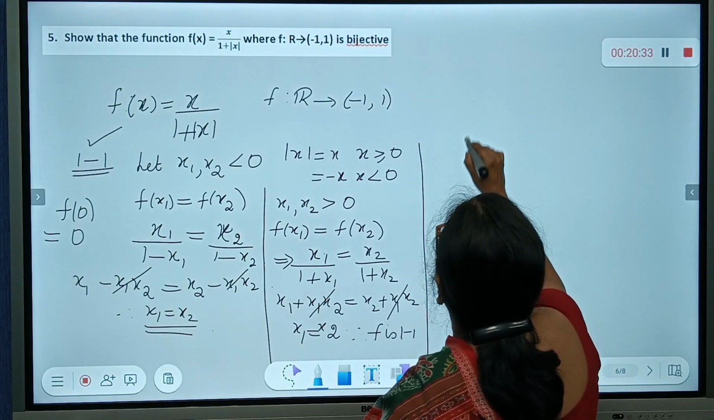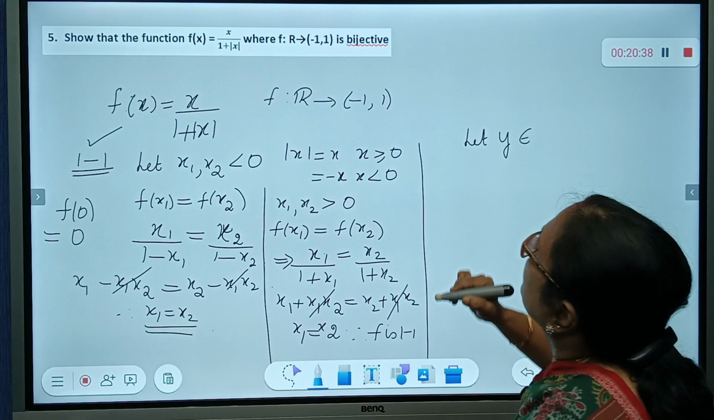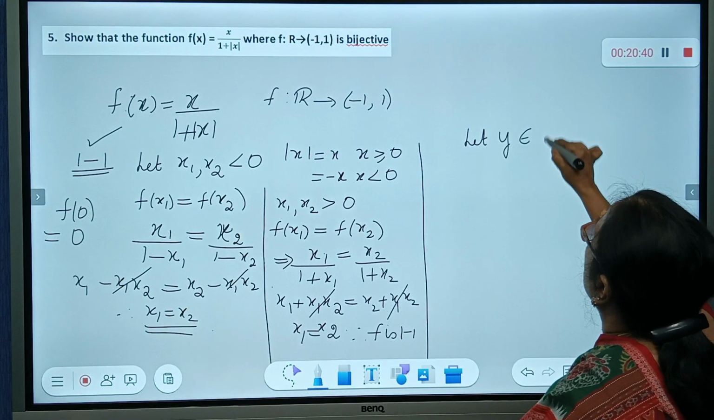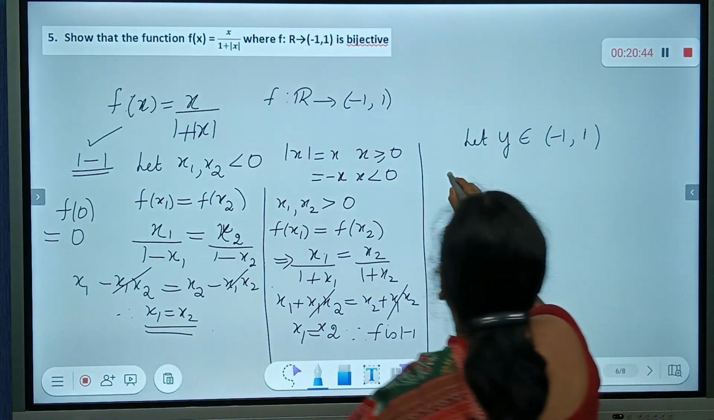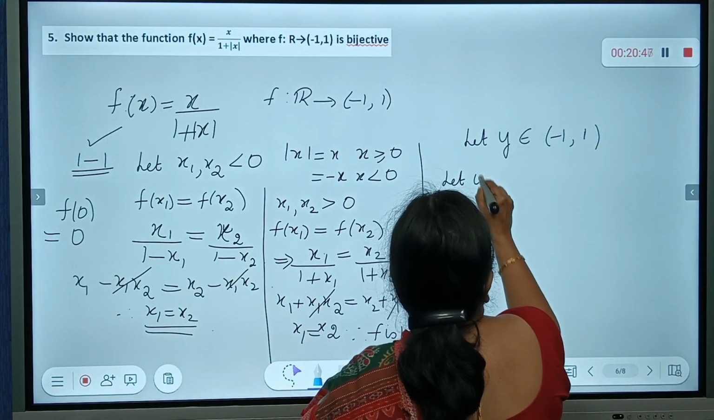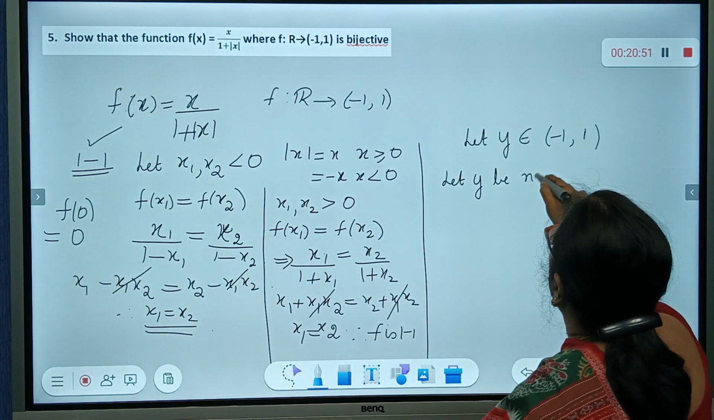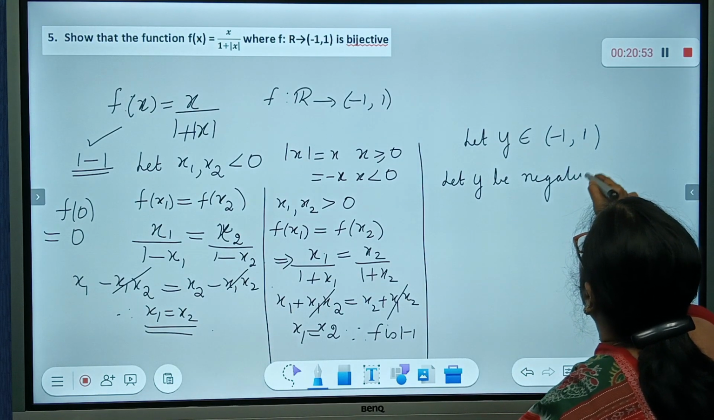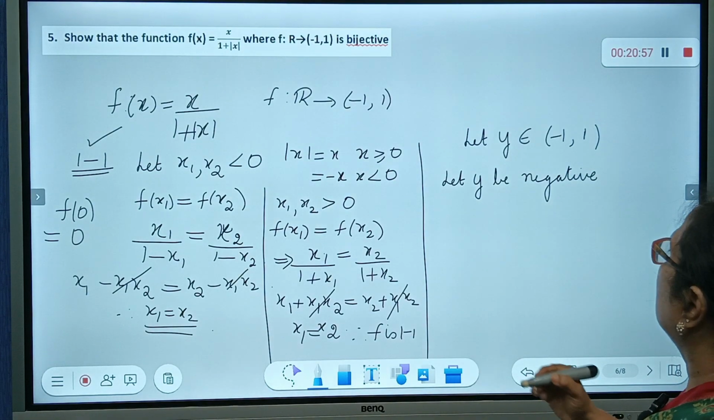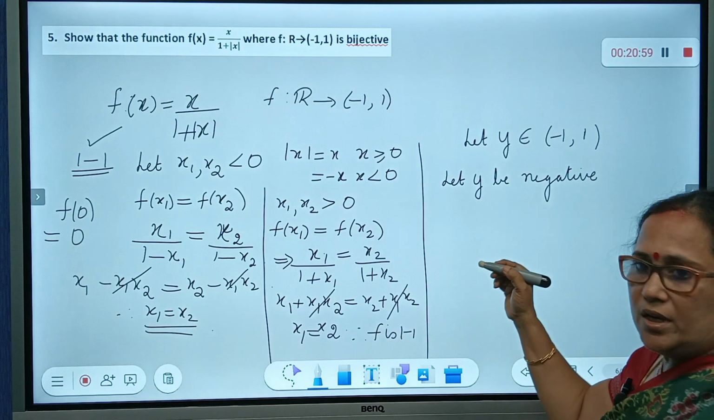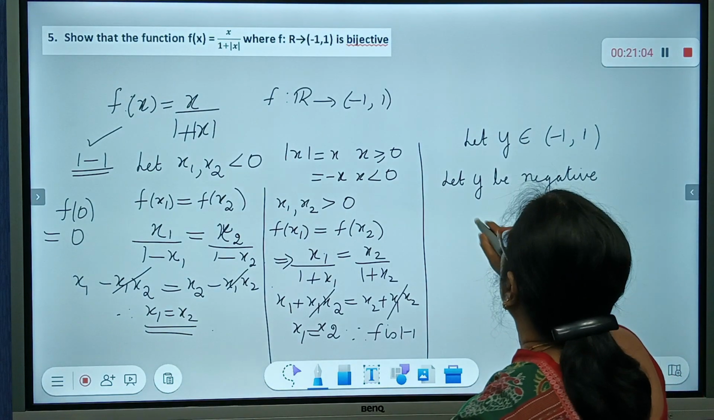Now let y belong to minus 1 comma 1. Now let y be negative. So now what will be your effort? What is it that you have to prove? Given a y, I have to find an x. So what will be my y now?